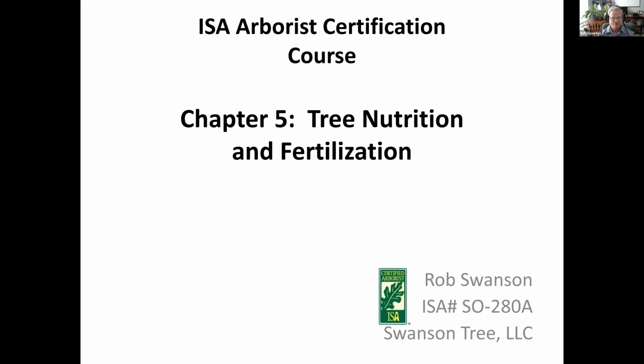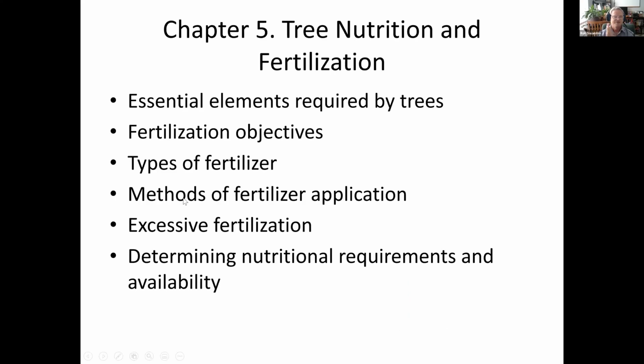Now we can talk about the tree nutrition instead of our nutrition. There we go. Okay. So chapter 5, this is about tree nutrition and fertilization. So we're going to talk about requirements that the tree has and what the soils have to do about it. So we'll talk about those essential elements, and then we'll talk about fertilization as an objective, like we're trying to correct a deficit. We'll talk about the types of fertilizer that are out there, the methods of application, what happens if you put down too much, and how to determine how much is enough.